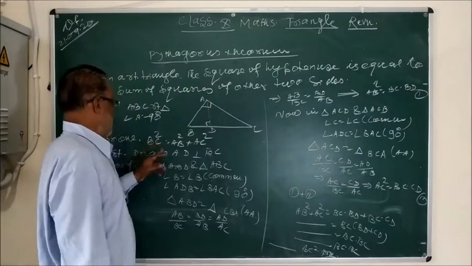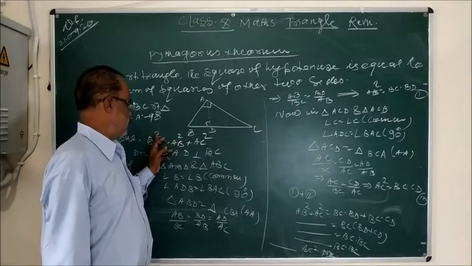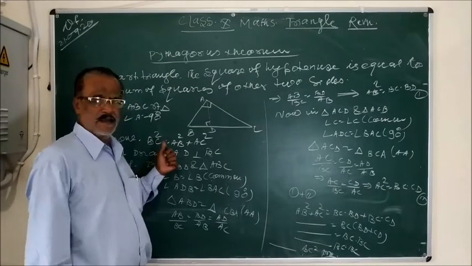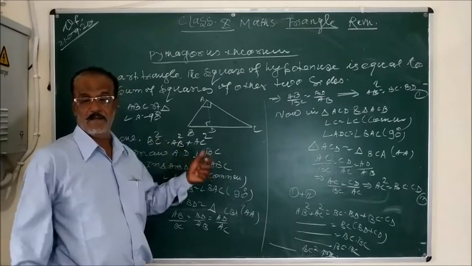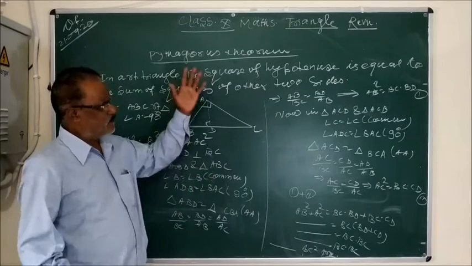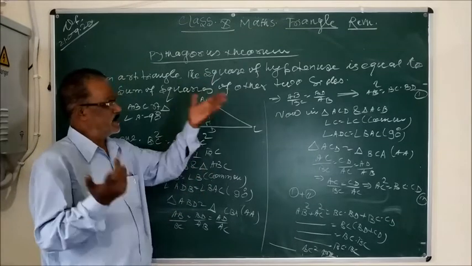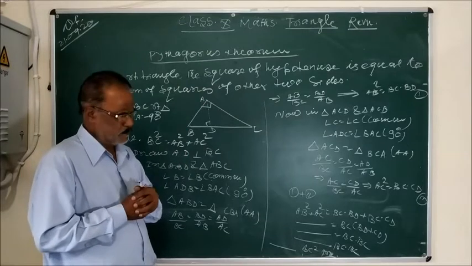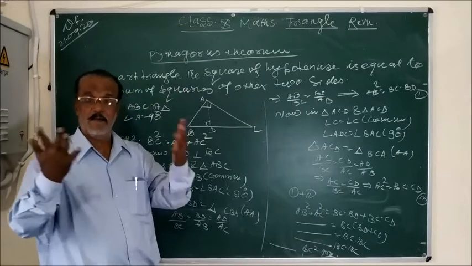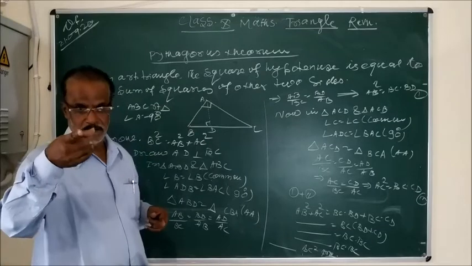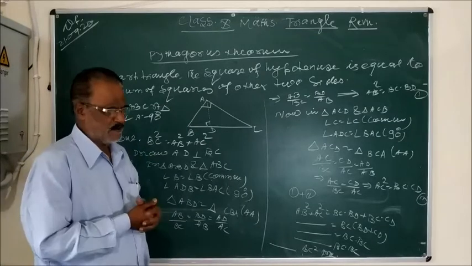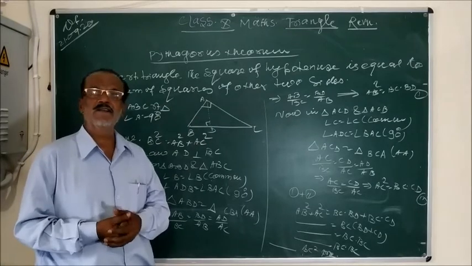So you have to prove BC square, in mathematical form we write h square is equal to p square plus b square. This statement, I think, you must have studied in class 8. In a right angle triangle, the square of hypotenuse is equal to the sum of the squares of other two sides. But here you are learning how you can prove it.